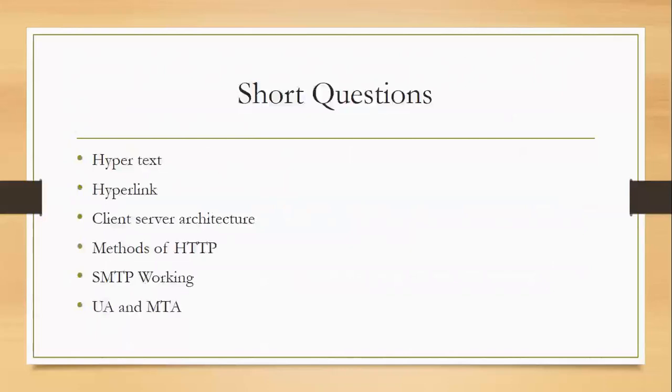Now, these are the short key points: hypertext, hyperlinks, client server architecture. There are some methods of HTTP, get, post, put, and so on that I discussed in my video. You can go through that. SMTP working, UA, MTA, MUA. These are all the small key points that we must know after watching this video. This is all about today's lecture.